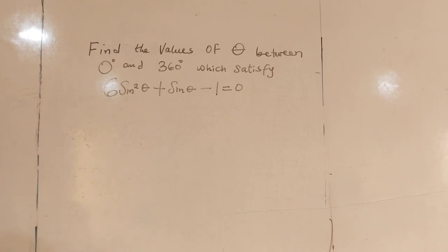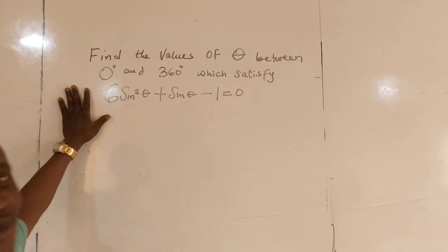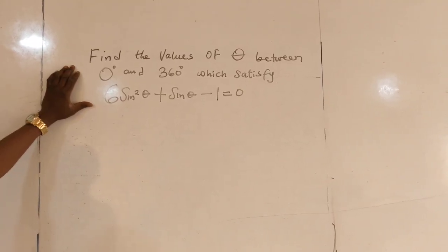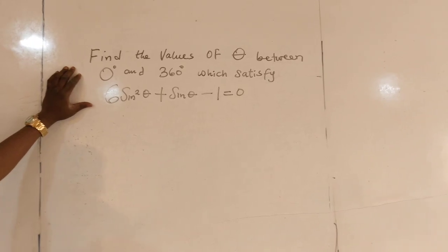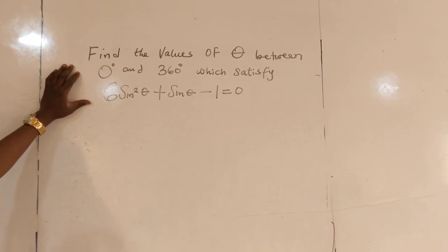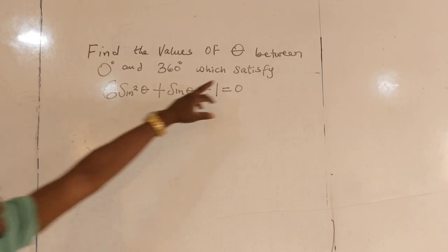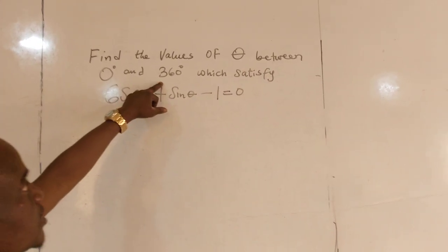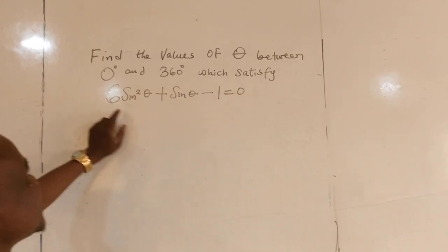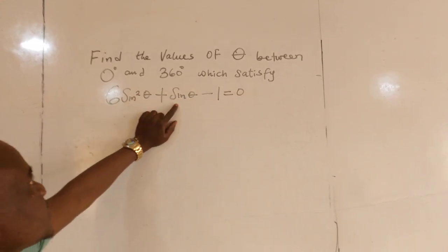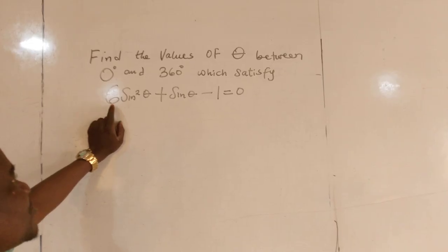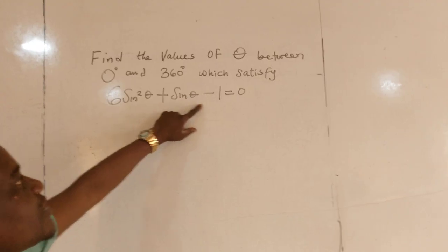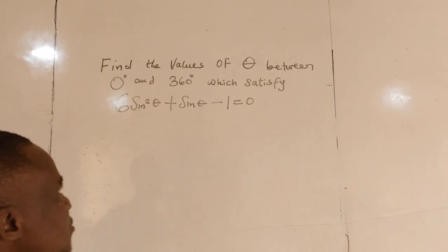Okay, welcome. This is another question from trigonometric equations, which is trigonometric ratios. Find the values of theta between 0 degrees and 360 degrees which satisfy 6 sine squared theta plus sine theta minus 1 equals 0.